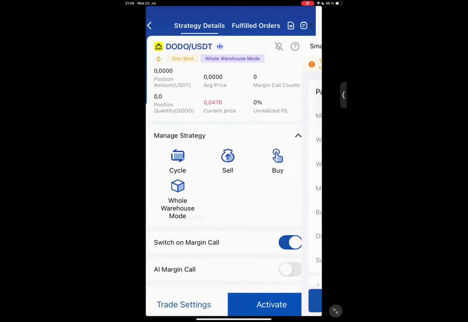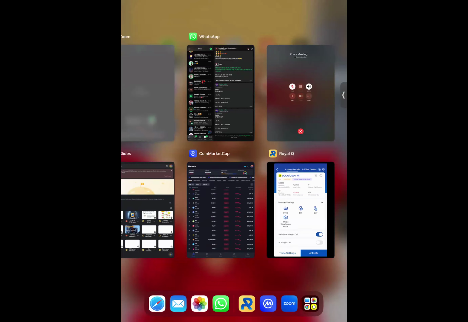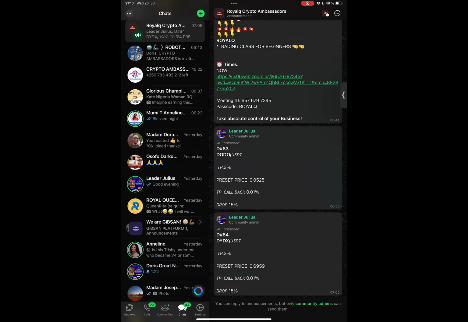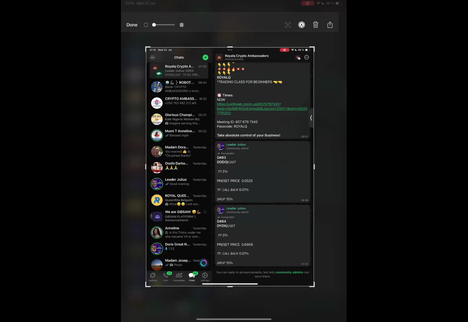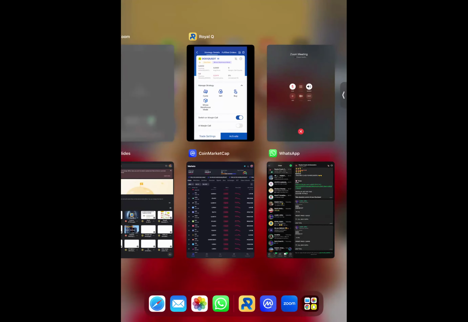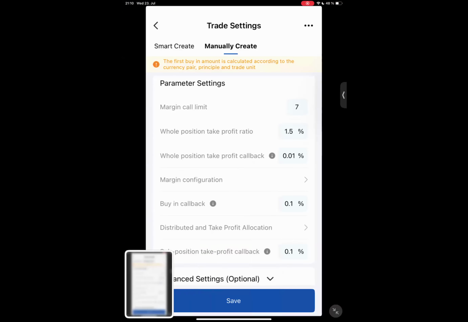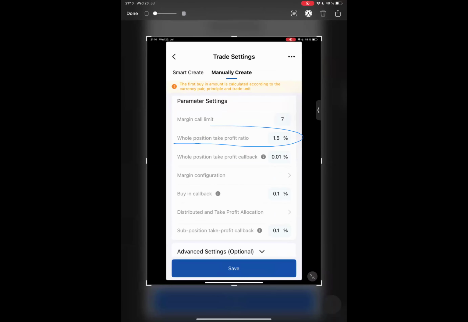Okay. Now that I've shown you how to enter the signal, next week, I'll talk about the digits and what is appropriate for you to put in. Now, the most important is preset price. What is it saying about preset price? No, let's look at the take profit first. TP, take profit, okay? TP stands for take profit. So under the settings, I have to go to this part, whole position take profit ratio. So it's saying 3%. So I remove the 1.5 and replace it by 3.